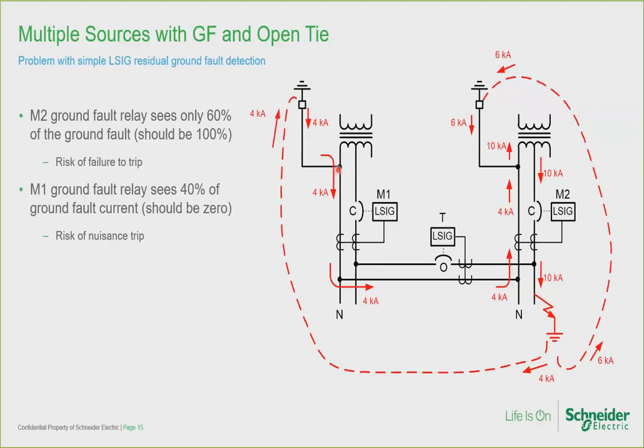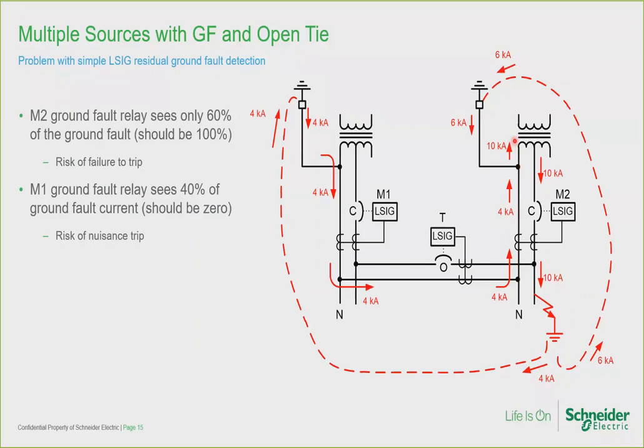Once this current reaches the source 1 neutral, it then flows through the common neutral over to the source 2 neutral to complete its circuit. So this is the other path. So the 4,000 amps and the 6,000 amps join together so that 10,000 amps returns to the source to complete the ground fault circuit. The undesired effect of these two parallel paths is as follows.